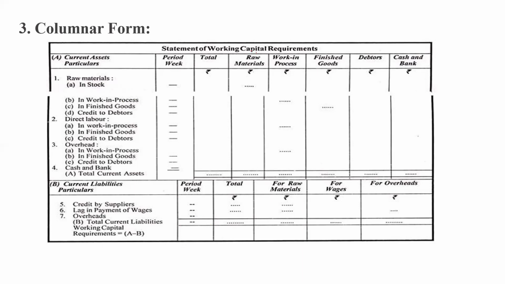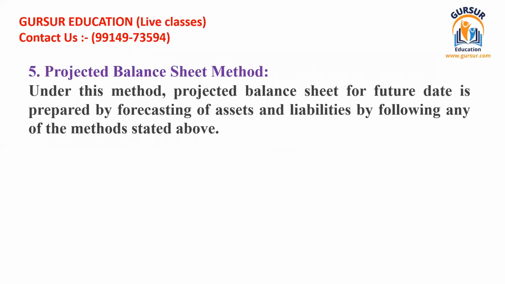Now you can see that this is raw material, this is work in progress, this is finished goods, sundry debtors, cash and bank balance. So in this way, for each individual item, you can prepare different tables, and the calculation is made finally by summing all the values up. When you do that in this format also, sometimes the calculation for the working capital requirement can be made.